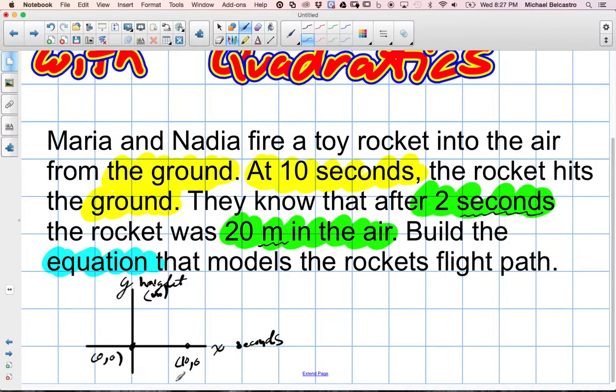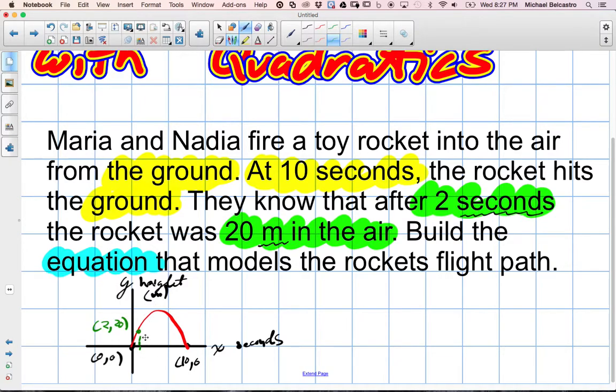Unless this rocket burrows through the ground, it probably heads upward. And something tells us that actually heads upward. They told us at 2 seconds, it's 20 meters in the air. So it goes up, comes back down, and we know that, I'll write it in green here, at 2 seconds, it's at (2, 20). So that's an important piece of information for us too.